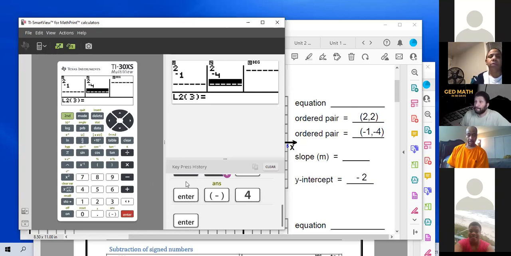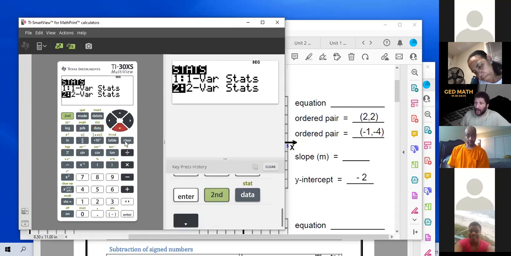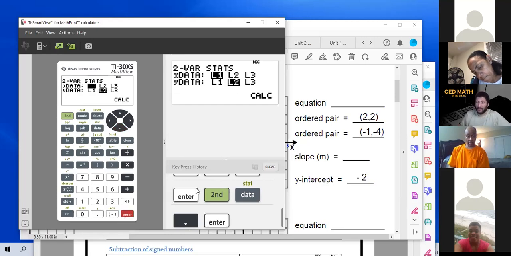Now, what's my next step? Second, data. Second in data. What option am I going to choose, 1 variable or 2 variables? 2 variables. So I'm going to hit my down arrow to 2 variables, and then I'm going to press enter.